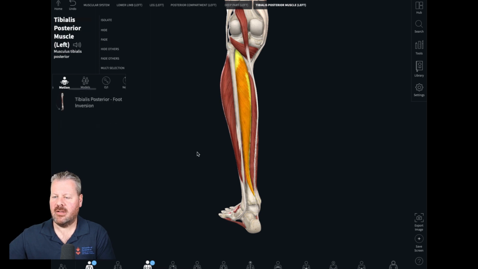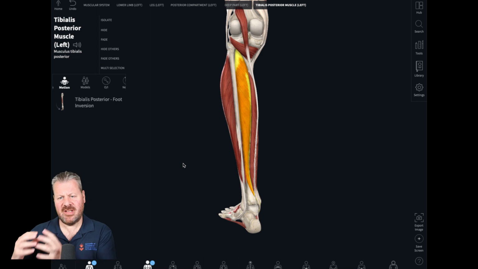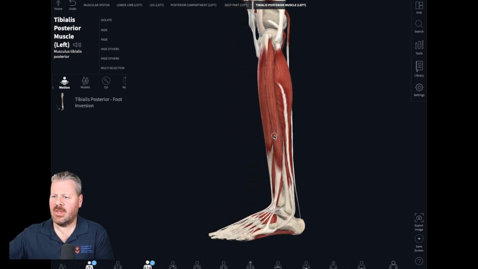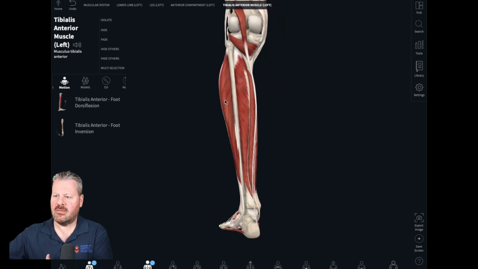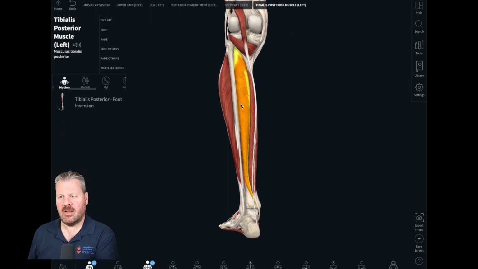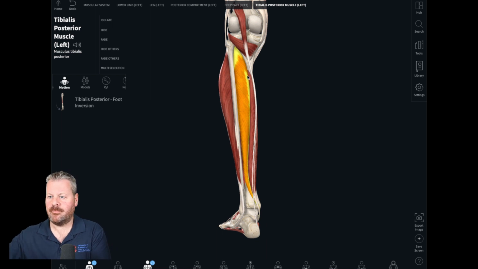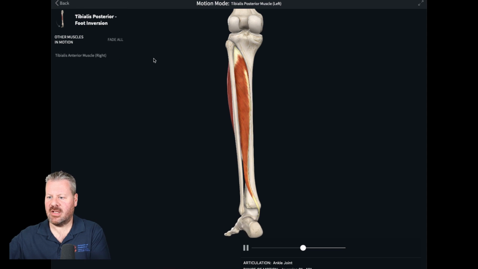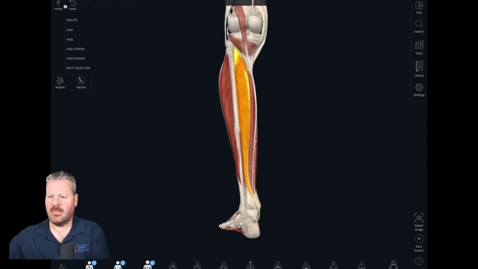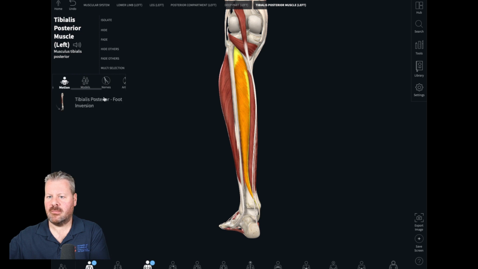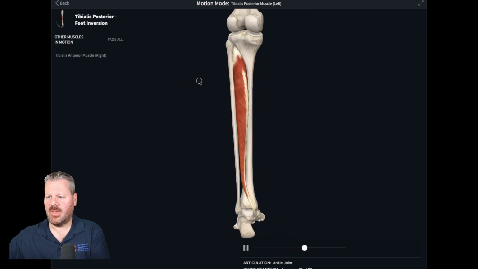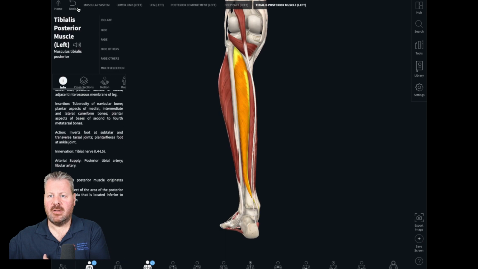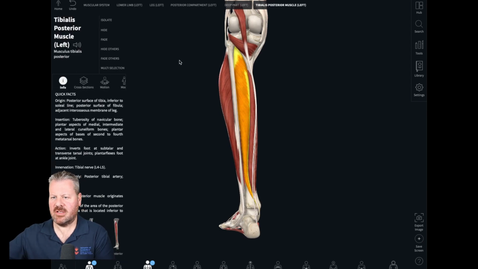and we can see tibialis posterior. Remember tibialis anterior around here, very long muscle involved in dorsiflexion and inversion. Spin this round. Tibialis posterior, a very long muscle involved in plantar flexion and inversion. Let's just look at that motion. It's worth seeing it in action. There we go. Very important stability muscle. Quite often people have poor control over tibialis posterior.